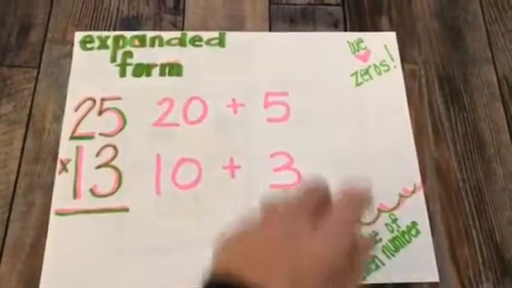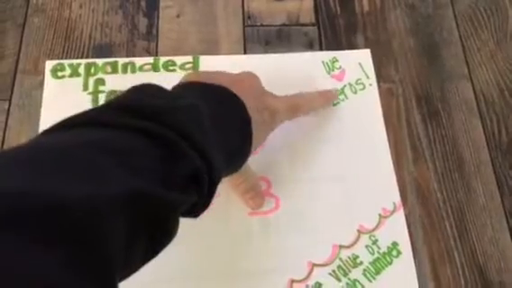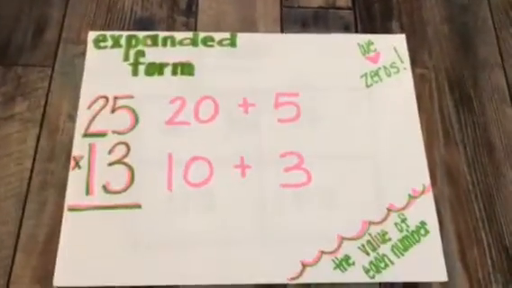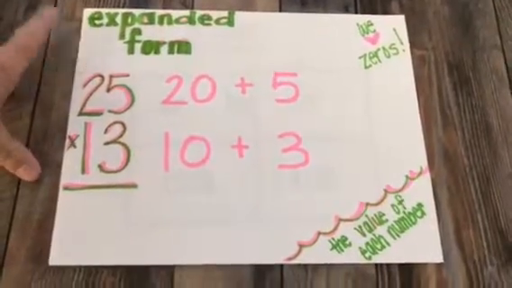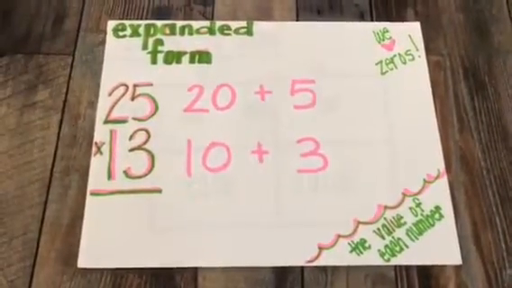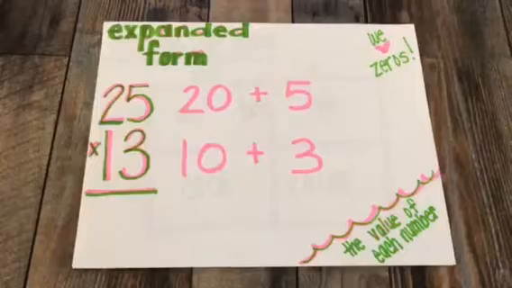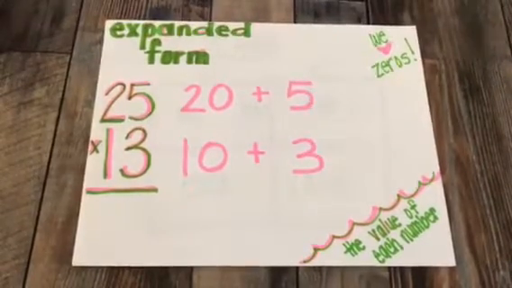And as a reminder, we love zeros. That's why we use expanded form in the area model box multiplying equations.